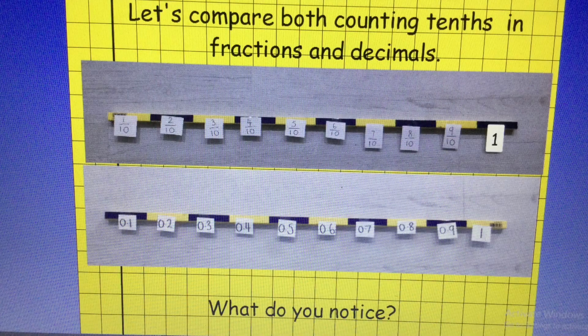Well done. And it'd be the same as if we counted in tenths. 1/10, 2/10, 3/10, 4/10, 5/10, 6/10, 7/10, 8/10, 9/10, 1. They are equivalent. They are the same. And as we've just discovered, when we've been counting on our fingers in fractions and decimals, it is the same. 0.1 is equivalent to 1/10. That means 0.5 is equivalent to 5/10. That means 0.9 is equivalent to 9/10. They are the same.